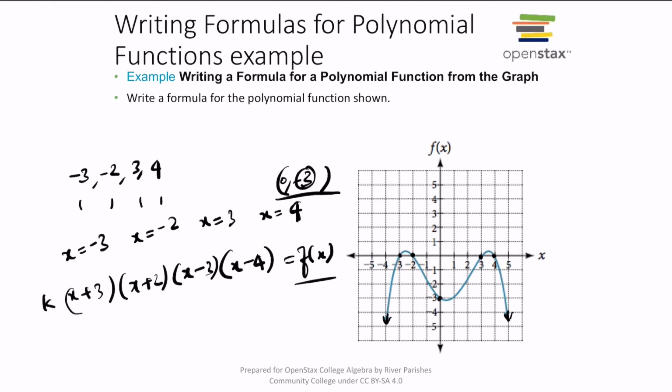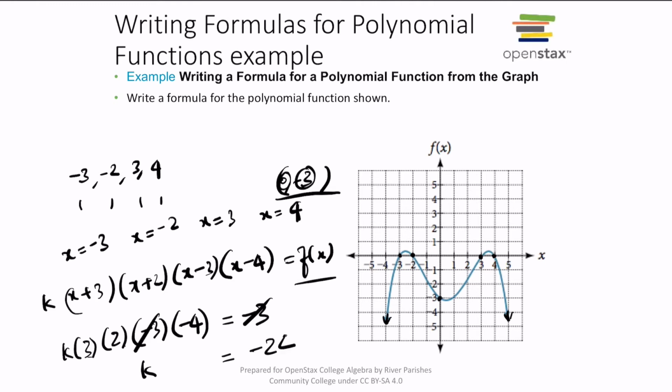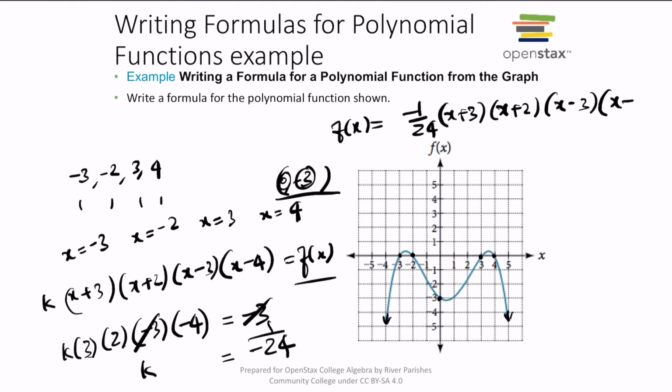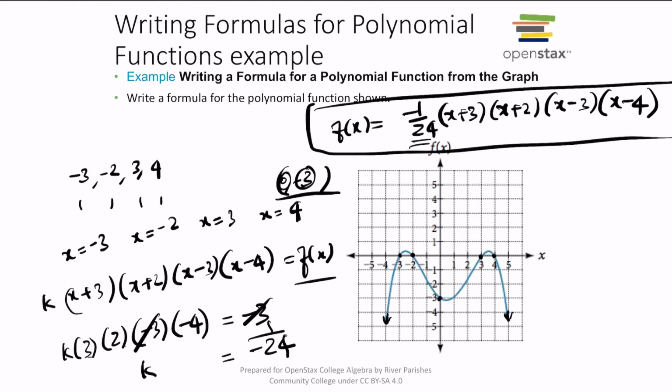We know that this is f(x) and this is x. So this becomes k times 3 times 2 times -3 times -4 equals -3. So -3 gone, k becomes 3 times 2 times 4, which is -24. So 1 by -24. This equation can be written as f(x) equal to -1/24 times (x + 3) times (x + 2) times (x - 3) times (x - 4). This is how we can determine the stretch factor for the equation and determine the polynomial function.